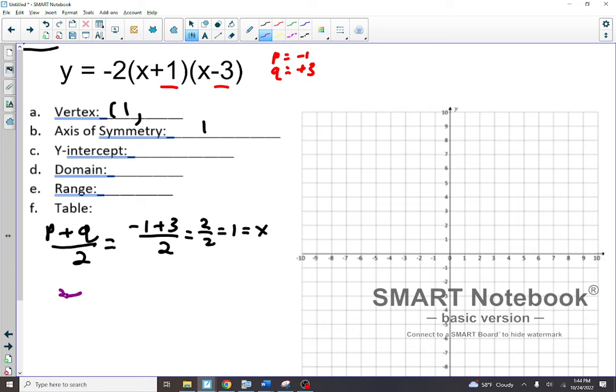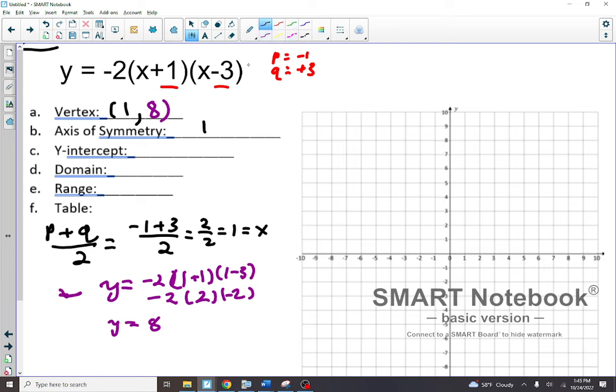So, what I'm going to do is now plug this in to get the y of the vertex. So y equals -2 times (1 plus 1) times (1 minus 3). -2 times 2 times -2. So all this equals 8. So my vertex is (1, 8). You just find the x and then plug it in for the y. To find the x, you just take these two numbers, flip them, and then average them.